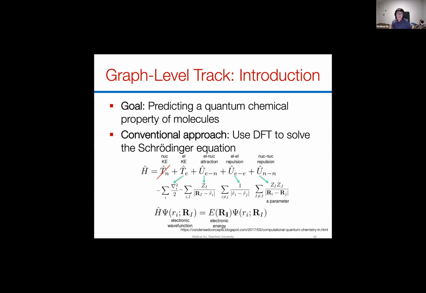So I'm going to talk about this in the final session. I'm going to talk about this graph level track, which is to make prediction over the entire graph. And our goal is to predict the quantum chemical property of molecules. The conventional approach to this is to use density functional theory, DFT, to solve the Schrödinger equation to obtain the quantum chemical property.